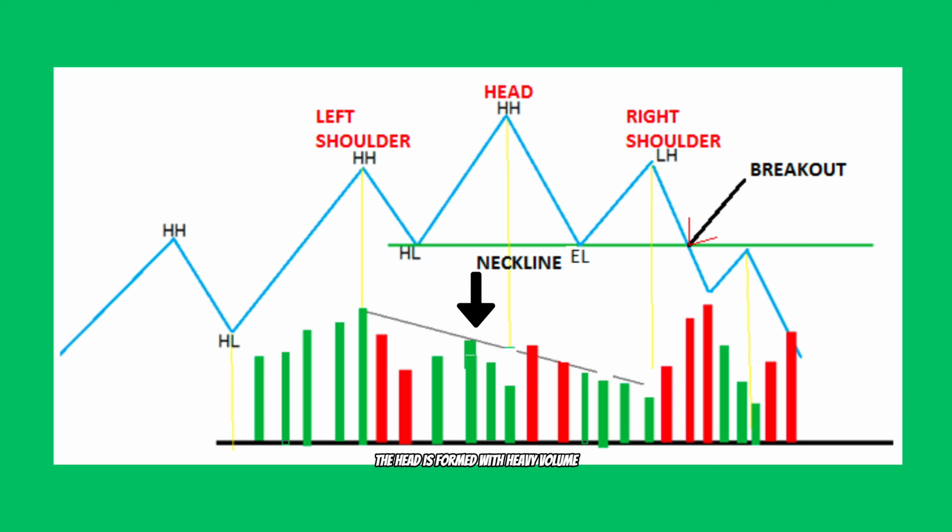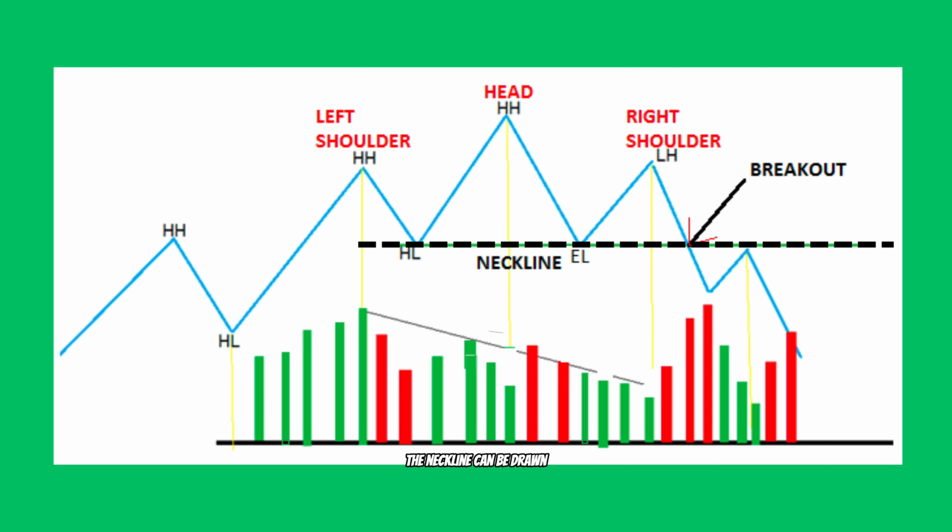The head is formed with heavy volume on the rising side of the head and lower volume on the falling side. Prices then fall to somewhere near the same level as the low of the left shoulder. The right shoulder is formed by a rally in the price to a level roughly equal to that of the left shoulder. Again, it can be slightly higher or lower, but it must definitely be below the high achieved by the head. The decline from the peak of the right shoulder should then break the neckline.